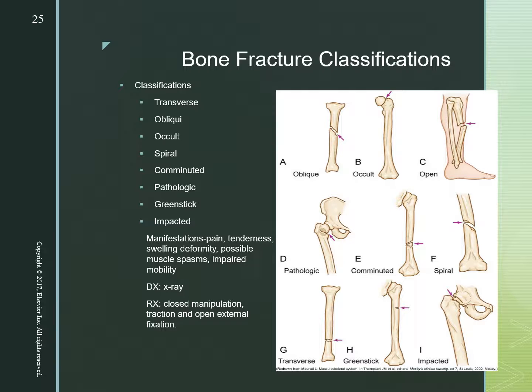A pathologic fracture results from a weakness in a bone structure, secondary to a condition such as bone tumors or osteoporosis. A greenstick is an incomplete fracture in which the bone is bent and only the outer curve of the bend is broken. It commonly occurs in children because of minimal calcification and often heals quickly. Impacted fractures occur when one end of the bone is forced into an adjacent bone.